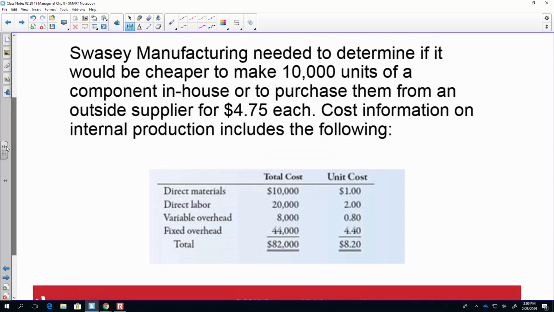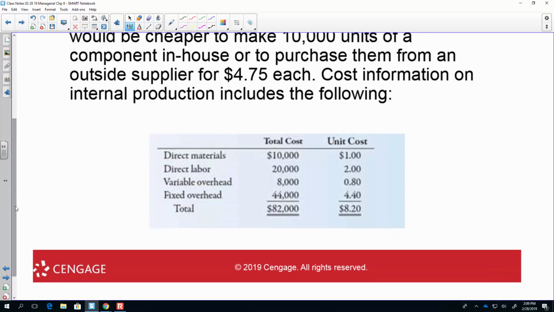So the example in number 1 on page 404 gives us total cost and unit cost. And we're getting back to that product cost. These are the 4 parts to a product cost. Remember that from the good old cost days? Direct material, direct labor, variable overhead, and fixed, right? And they came up with a unit cost of $8.20.